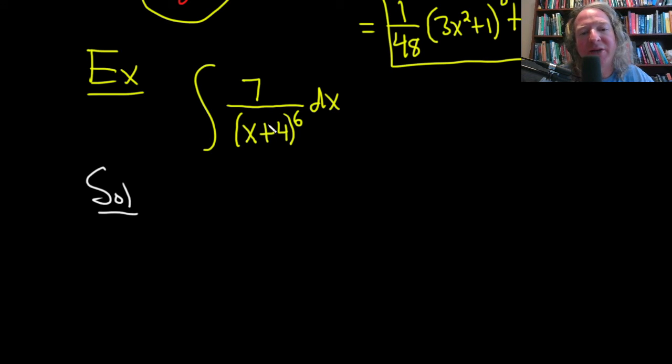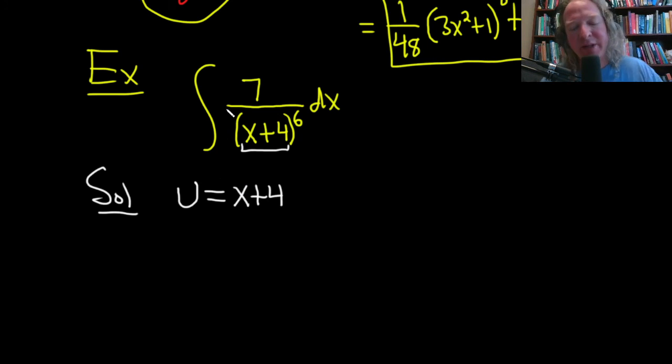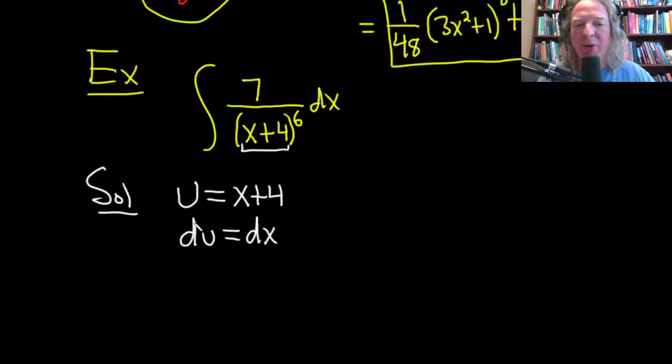So the idea here is to let u be the inside piece. And again, that's going to be x plus 4. So u is equal to x plus 4. In this case, the du is very, very simple. It's simply du equals dx. So nothing crazy there, pretty simple. The derivative of x is 1, the derivative of 4 is 0, all is good. So we're ready to actually make the substitution.